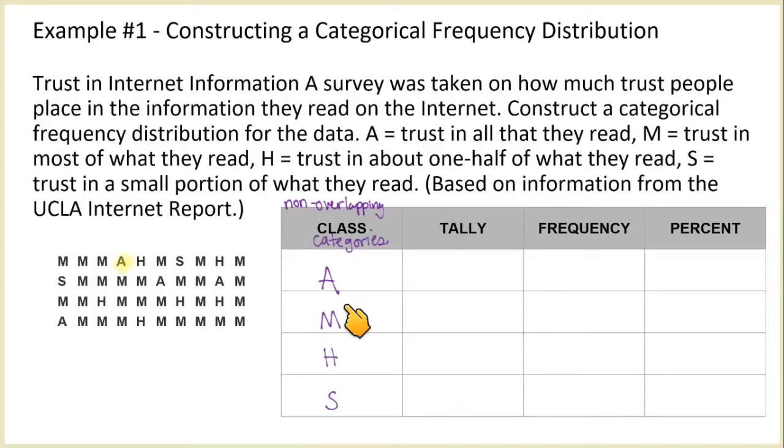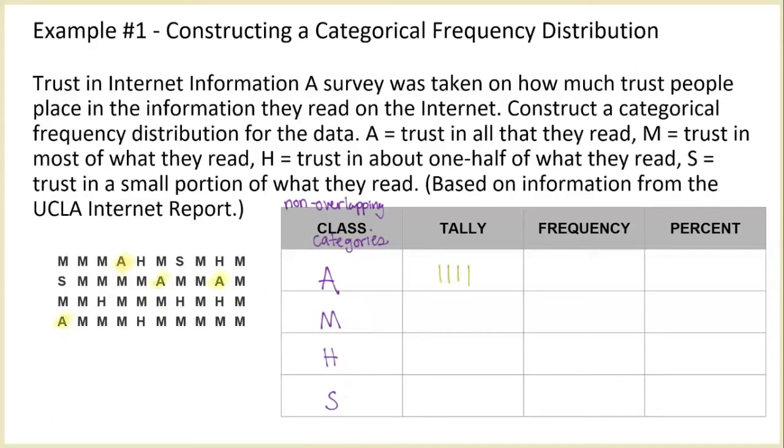These are non-overlapping categories because someone can't trust all that they read and, at the same time, trust only some of what they read. So you fall into one of these 4 categories. A tally is just the number of times, and in actuality, a tally and a frequency are more or less the same thing. So how many times does the A appear in this raw data set? How many times does the M appear? And how many times do H and S appear?